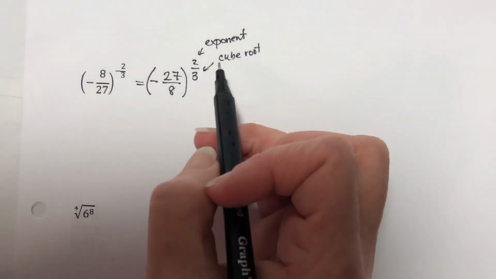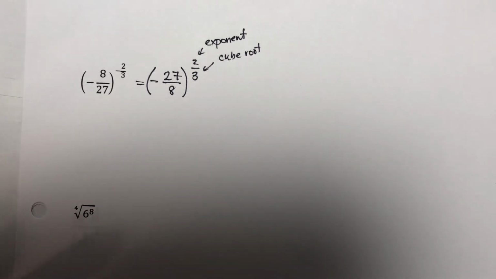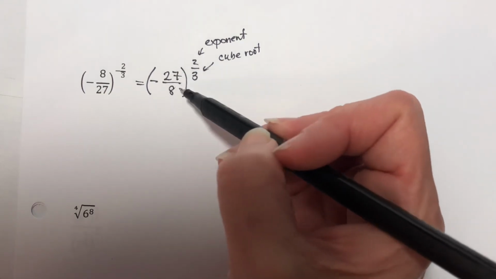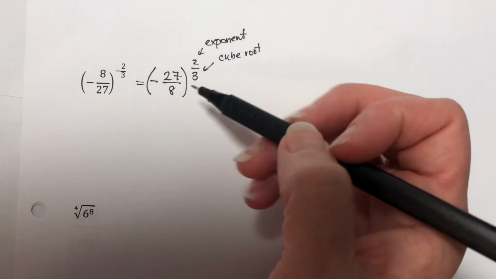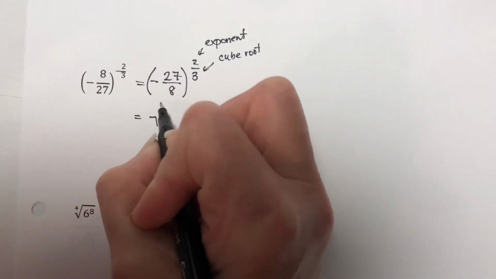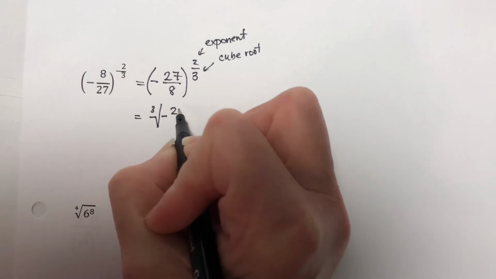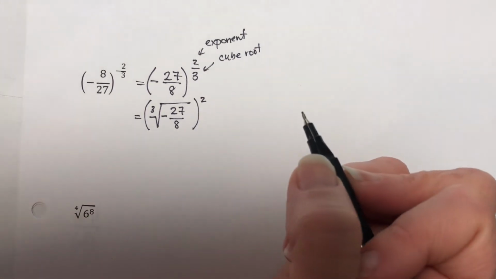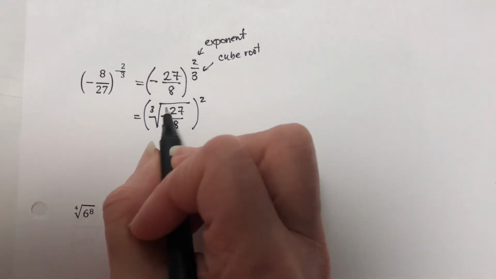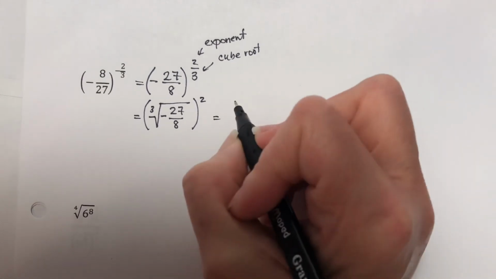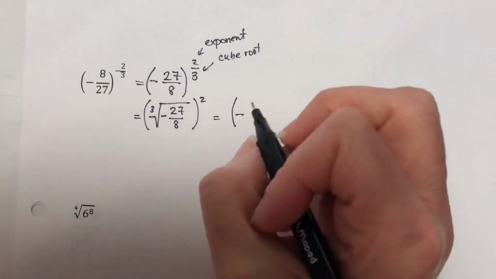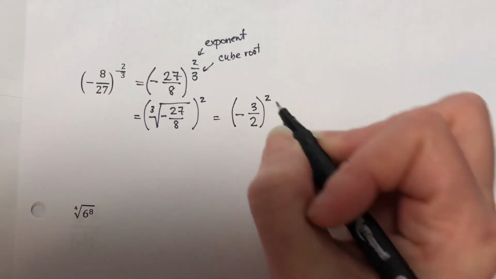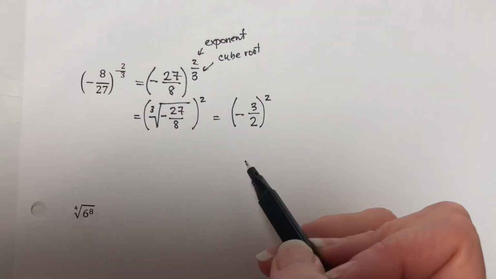Since it's a cube root, I'm trying to decide now whether I want to take the root first or the root second. Remembering I can take the root of the top over the root of the bottom, this is a perfect cube and this is a perfect cube. So taking the cube root first is probably going to be easiest. So let's say I take the cube root of negative 27 over 8, and then I'm going to raise this to the second power. The cube root of a negative number is negative. The cube root of 27 is 3. The cube root of 8 is 2. So I have negative 3/2 squared.